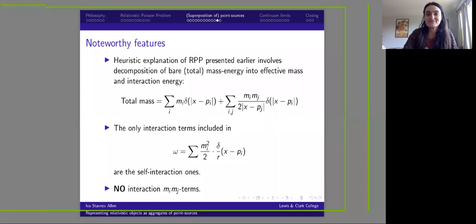Things to note. When I mentioned the relativistic Poisson problem earlier, the heuristic behind it, I was talking about the effective mass and the interaction energies, and there were a whole bunch of these m_i, m_j terms, you will recall. And there are no such terms in the expression for omega. So the only interaction terms that are present in omega are self-interaction terms. There are no m_i, m_j terms. And so at first glance, this shouldn't work at all, because somehow what is placed at p_i doesn't see anything else.